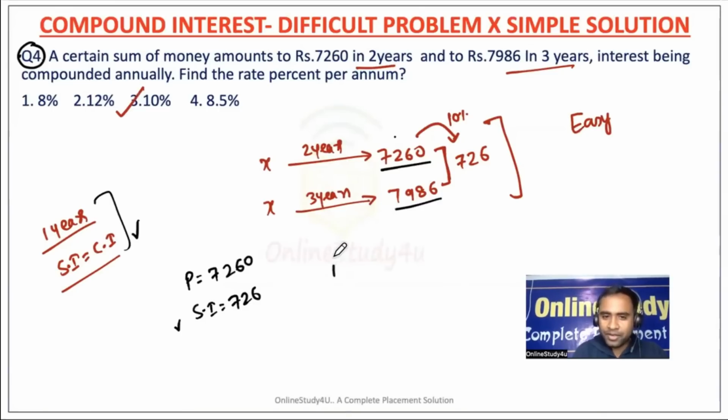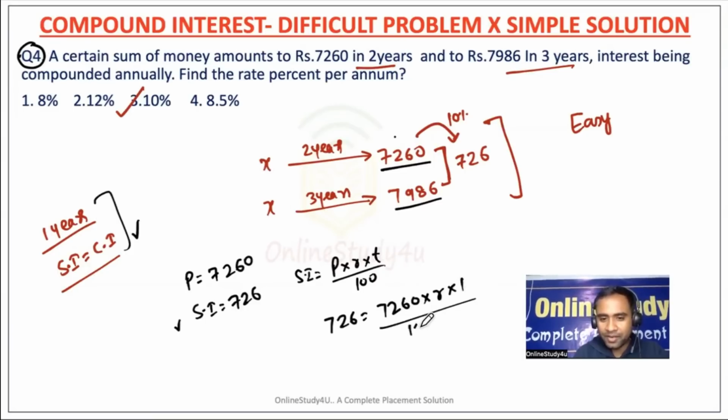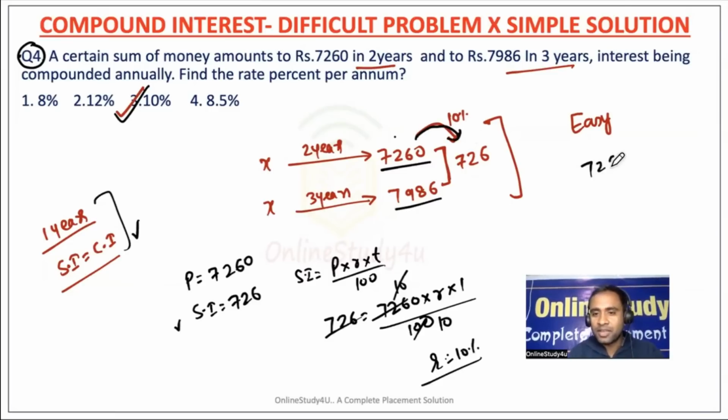And now we have to calculate rate. So simple interest will be equal to PRT by 100. Simple interest is 726, principal is 7260, rate we have to calculate, time is 1 year, and divide by 100. So this is 10 times and this is 10 times. So rate will be equal to 10%, right? So that's what I was telling you. By seeing only, you can say this is 10%. That means if you divide it by 10, it will become 726. So it is 10% of that. So 10% will become the correct answer for this.